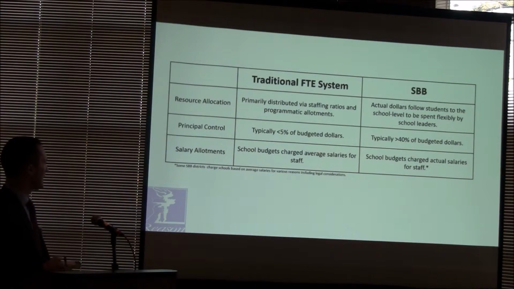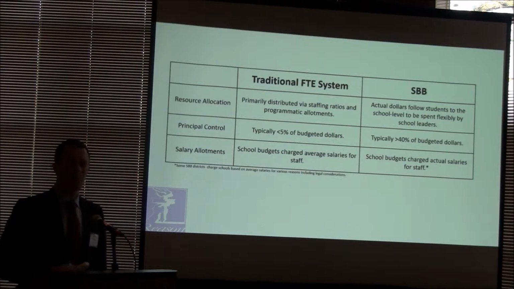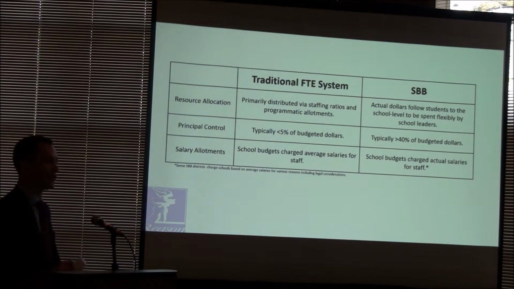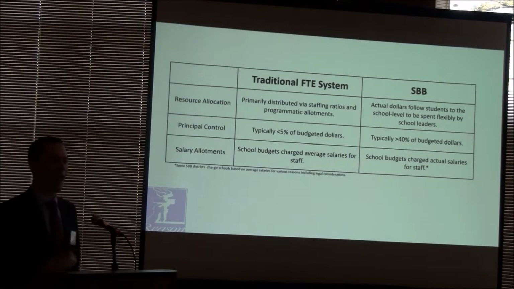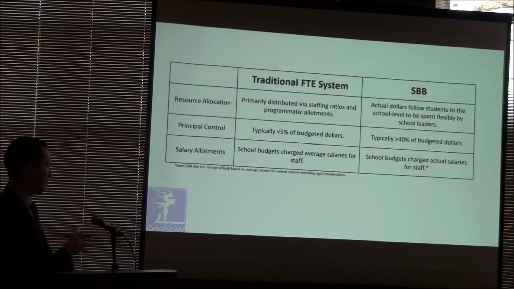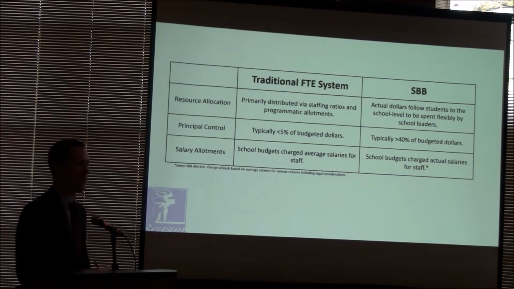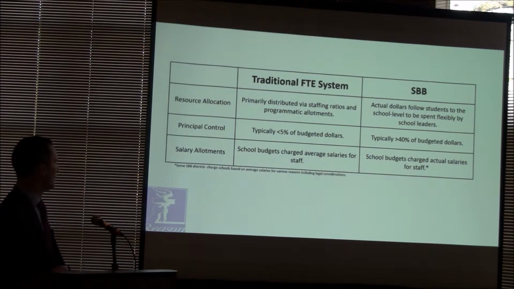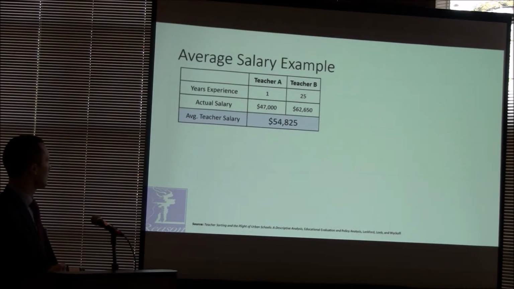There's one more reason I'm going to skip over this. One more point of comparison would be salary allotments. So in traditional budgeting, basically schools are charged for average salaries instead of actual salaries. And I'll show you how that works in a moment. Comparatively, in student-based budgeting, districts have the option of charging schools actual salaries for staff rather than just charging them for the average district-wide salary. And how that works looks a little bit like this.